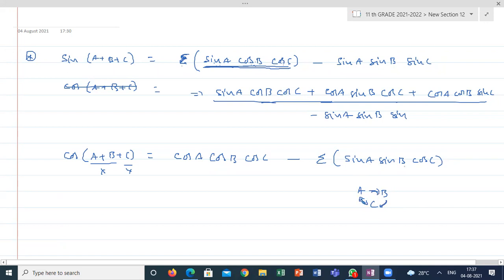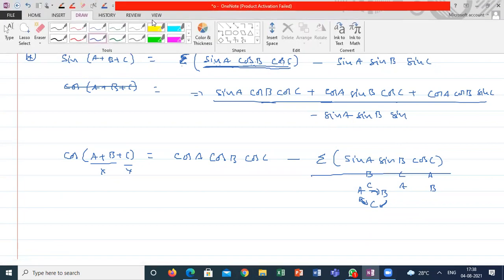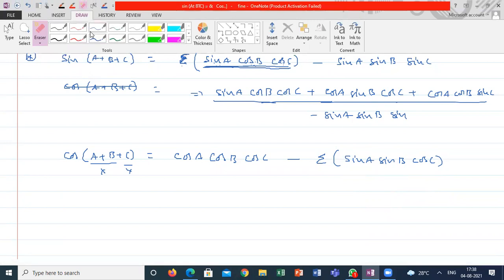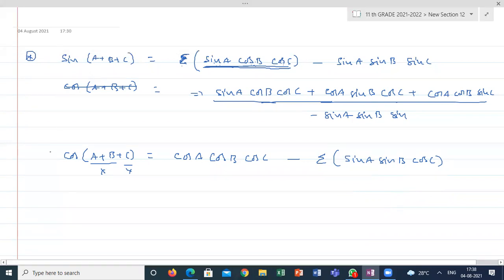Repeat the ABC values. Next A, B, C; next B, C, A; next C, A, B. ABC, BCA, CAB. The sum of these 3 expressions is replaced with a single expression. This is called writing the summation of cyclic expressions. Maybe it won't be useful for your board level, but it will be useful in MCQs. Definitely I can say in MCQs these expressions will be useful as shortcuts.